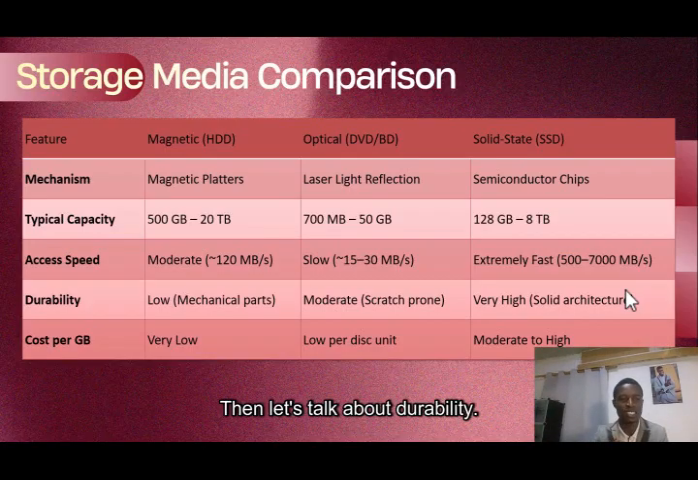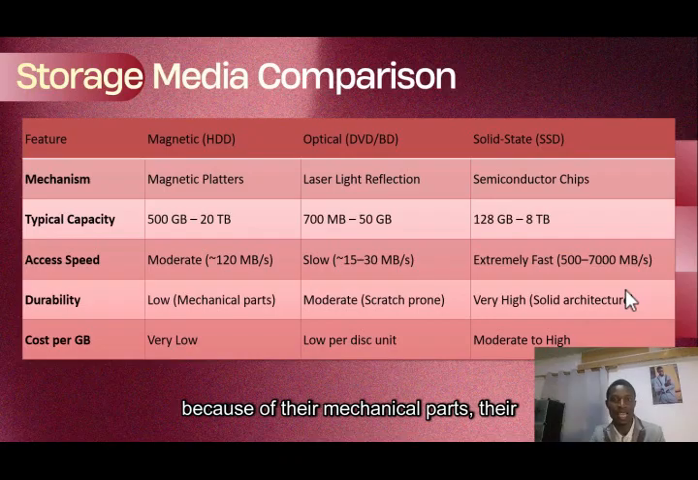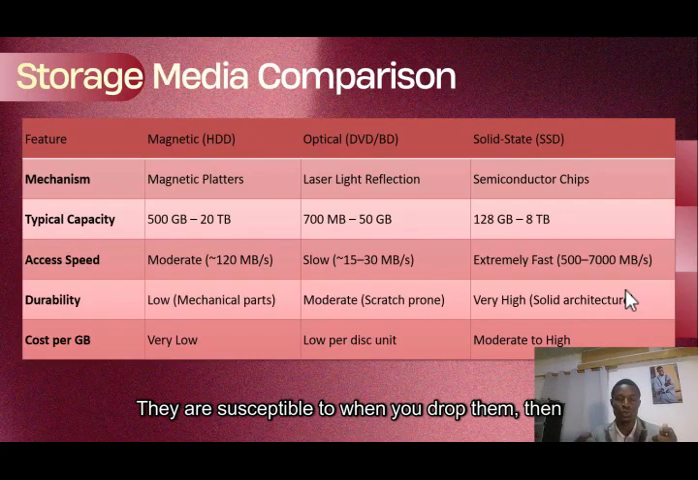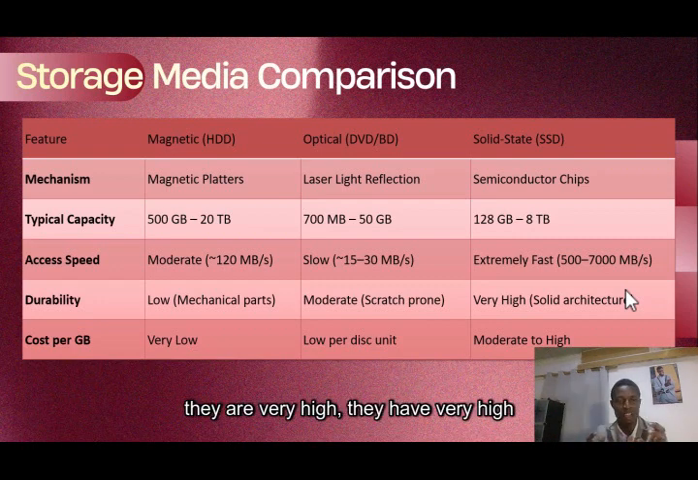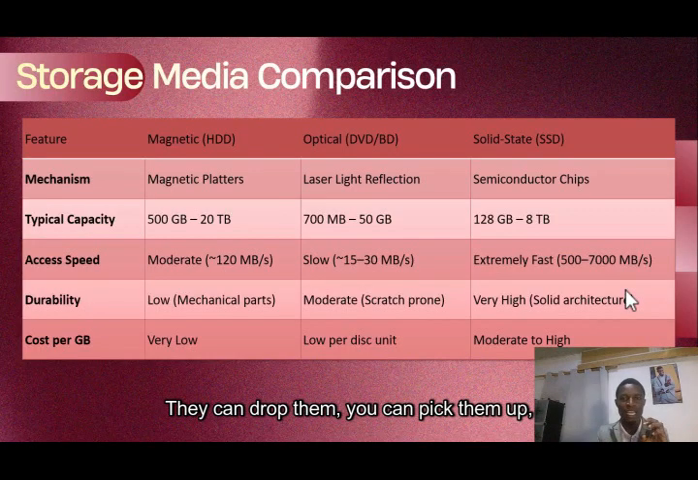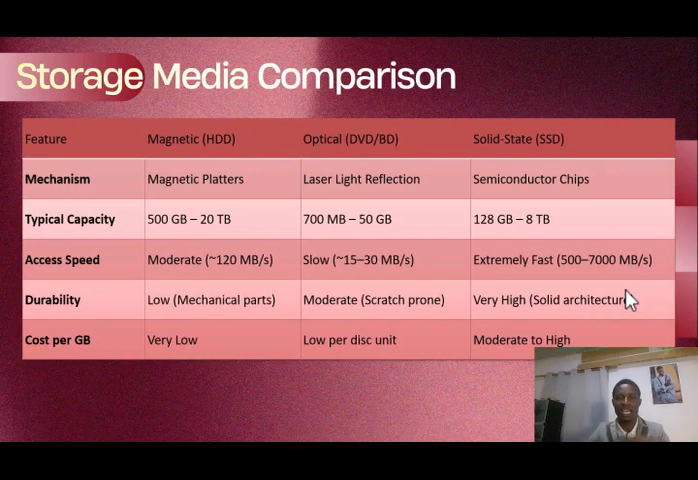Then let's talk about durability. The magnetic, that is the HDD, has very low durability because of its mechanical, moving parts. They are susceptible, so when you drop them, they will break. And then we have optical. Optical has moderate durability, they are scratch prone. Once they break, you won't be able to use them, and sometimes they will be corrupted when they break. Then the solid state has very high durability. You can drop them, you can pick them up, and they are not susceptible to scratches.